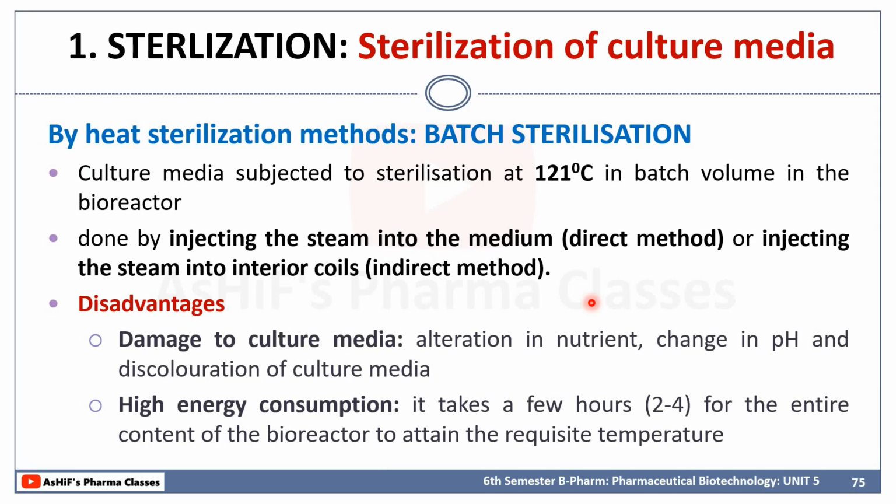In the batch sterilization process, the culture media are subjected to sterilization at 121 degrees Celsius in batch volume, and usually this can be done by injecting steam into the medium by the direct method, or injecting steam into the interior coil by the indirect method. So we can perform batch sterilization either directly by injecting the steam into the culture media, or indirectly by injecting the steam into the interior coil or jacket of the fermenter.